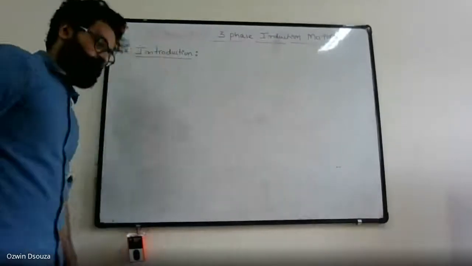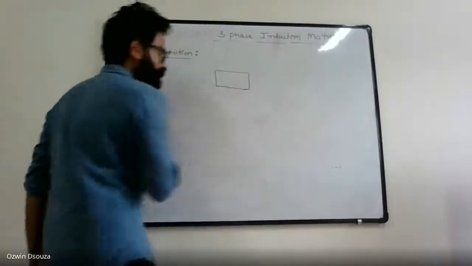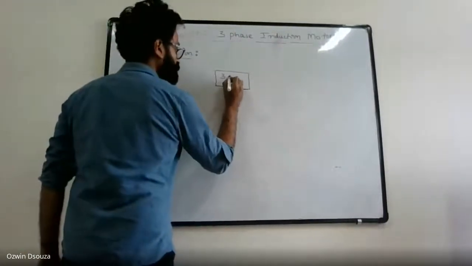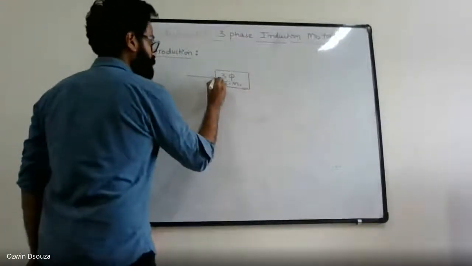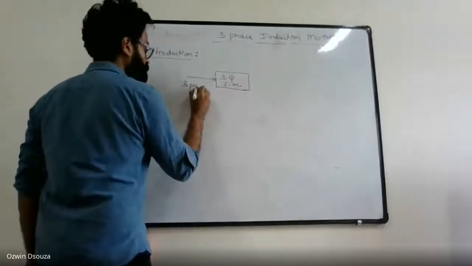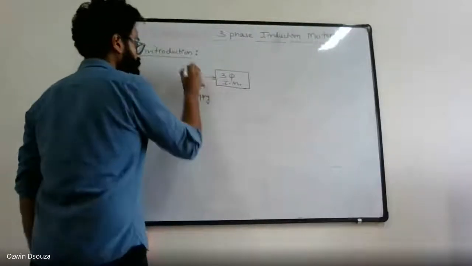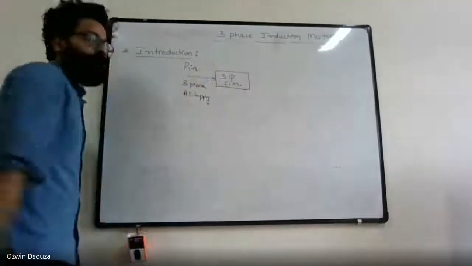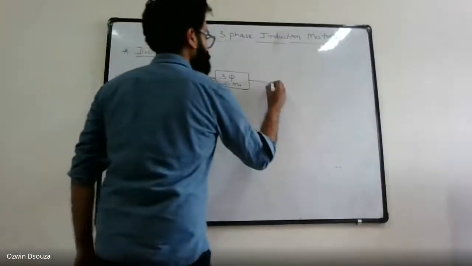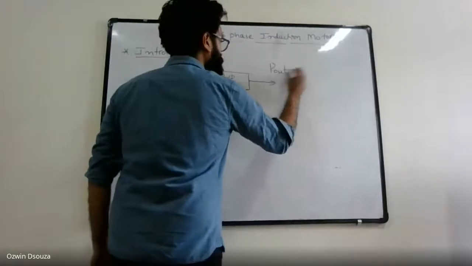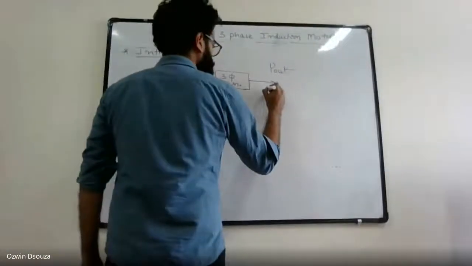So a three-phase induction motor works on three-phase electricity. This is the black box of a three-phase induction motor. It works on three-phase AC. So the power input to a three-phase induction motor is a three-phase AC supply, and the power output P out is going to be mechanical.